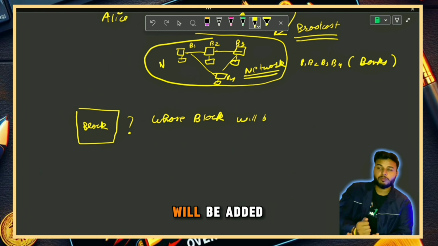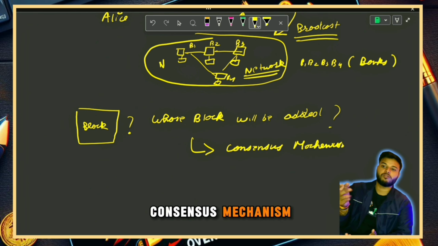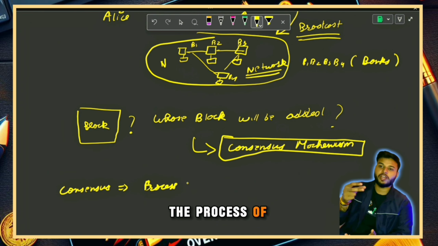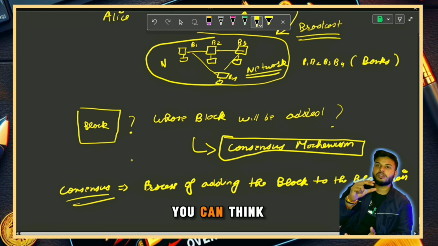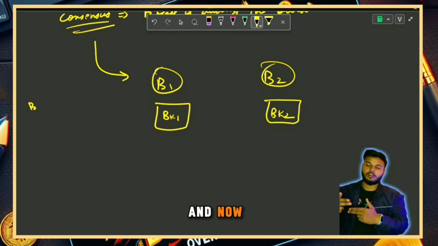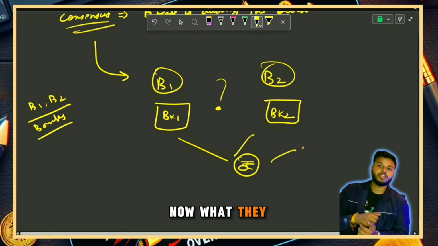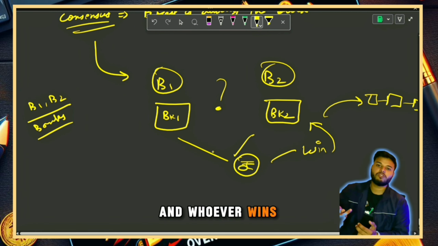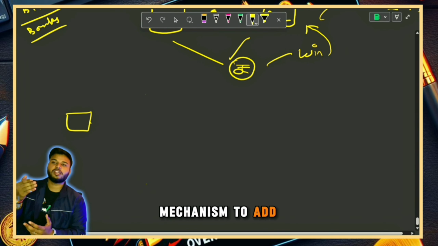Now whose block will be added to the blockchain is a question. To do that we will be using the consensus mechanism. What is consensus? The process of adding a block to the blockchain is known as consensus. You can think of it as, let's say there are two banks and they have created a block, and now each of them has an argument about who will add their block first to the blockchain. What they can simply do is flip a coin, and whoever wins the coin flip will be given the privilege to add their block to the blockchain first. In a similar way, there can be a number of banks, and they can follow some consensus mechanism to add their block to the blockchain.